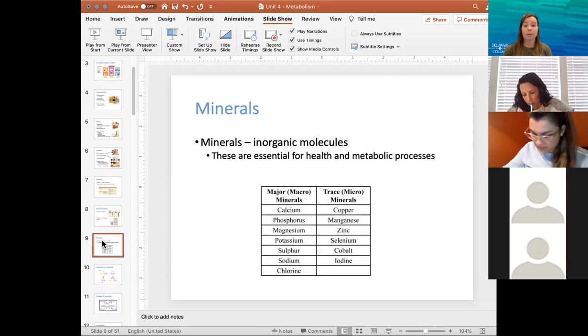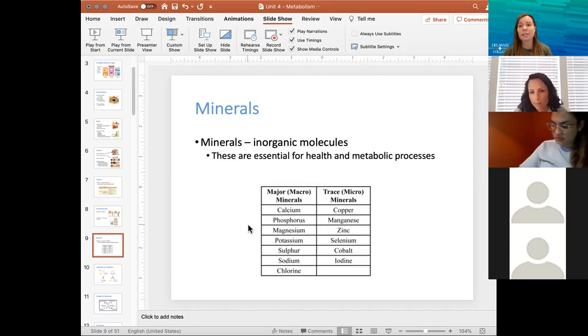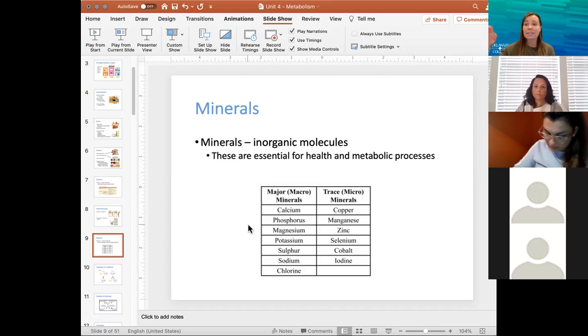There are several minerals that have essential functions in the body. The big ones that you need to have in your body are listed on the left side of this chart. So definitely things like sodium and calcium. Do you remember the nerve impulse a little bit? It involves the movement of ions in and out of the neuron, and those ions involved are sodium and chloride. So you absolutely have to have those in order to have a nerve impulse in your body.